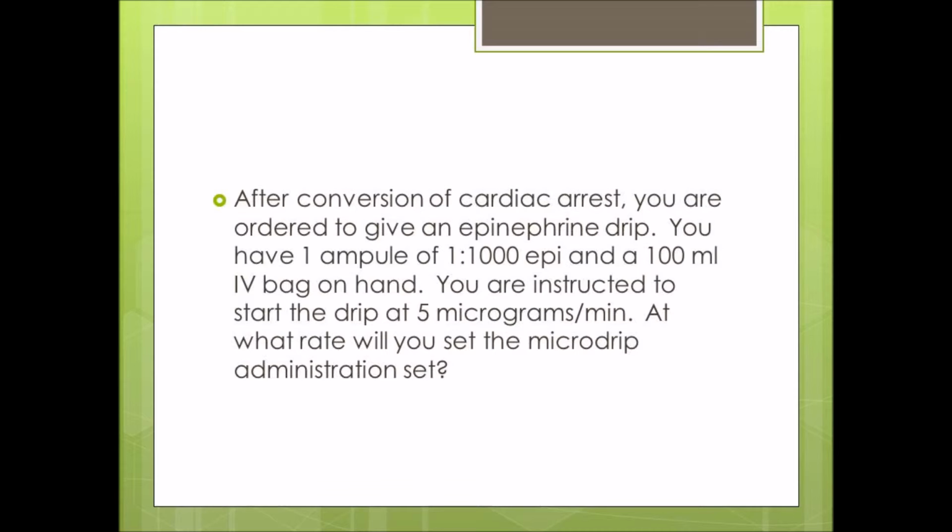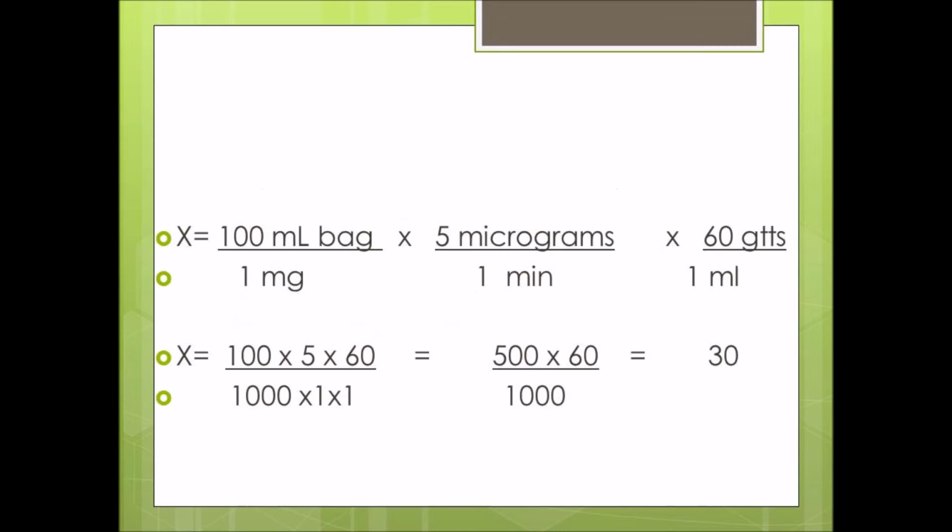1 ampule is equal to 1 milligram of epi in a 100 IV bag. You're instructed to start the drip at 5 micrograms per minute. So let's set this one up as well. We're going to have our 100 milliliter IV bag over our 1 milligram. 5 micrograms is our dose. So we're going to keep the micrograms and we're going to convert the milligrams down into micrograms. So if we do that, we have 100 cc's times our 5 micrograms times 60.